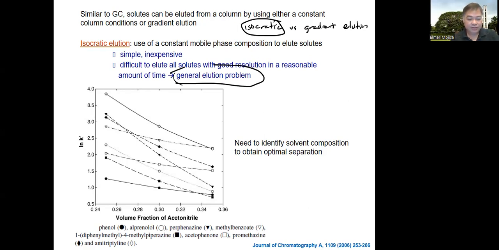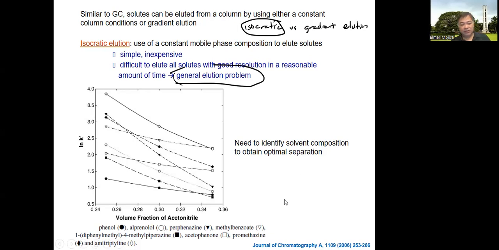Okay, so you have this thing, the general elution problem, and it's a problem that is commonly found in chromatography. Later on we will discuss this so-called general elution problem. When you have an isocratic elution, sometimes it will take you a longer time to separate all the components.